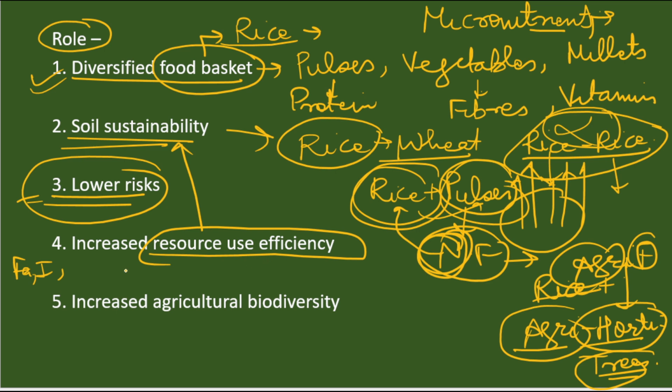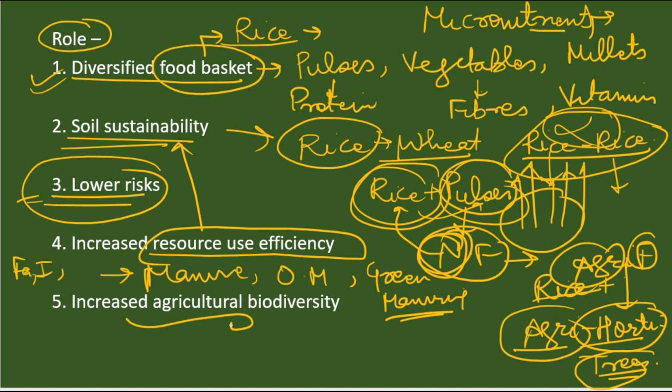Suppose there is rice, suppose there are some other crops, and the waste of those crops can be used as manures, organic matter. We can do green manuring using some crops in a diversified system. So this way, using these things, our resource use efficiency will also increase.